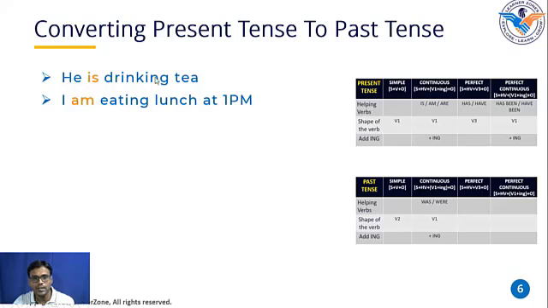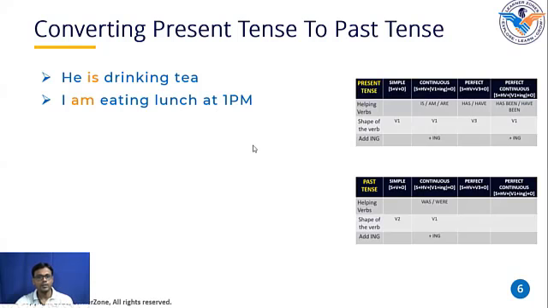Let's take this sentence: I am eating lunch at 1 p.m. If I want to convert this sentence to simple past tense, what do I need to do? I need to remove this helping verb and use the second shape of the verb. I'm not using a helping verb. Ate, because we are not adding any ing. I ate lunch at 1 p.m.